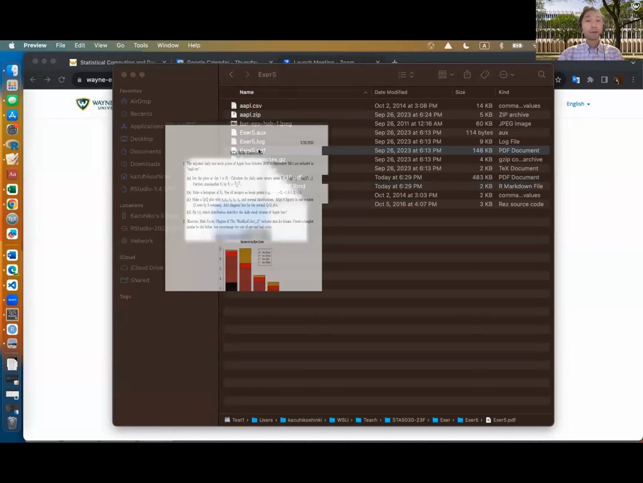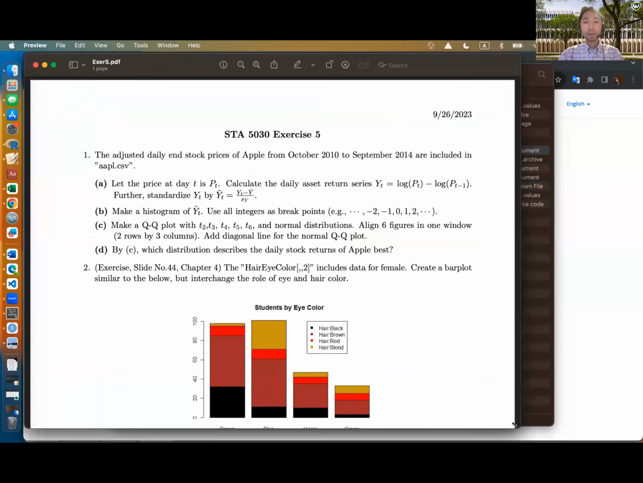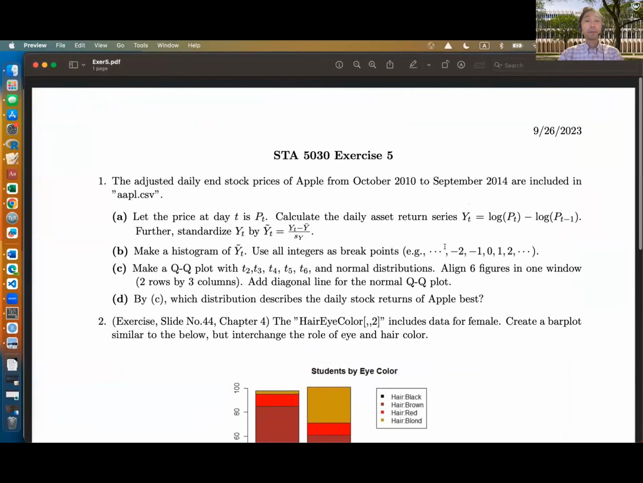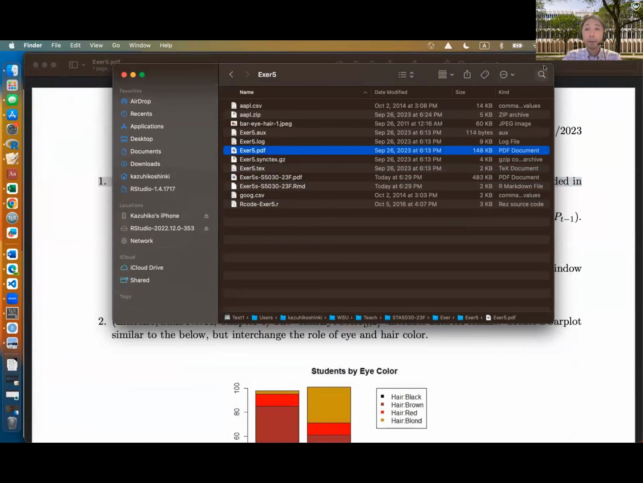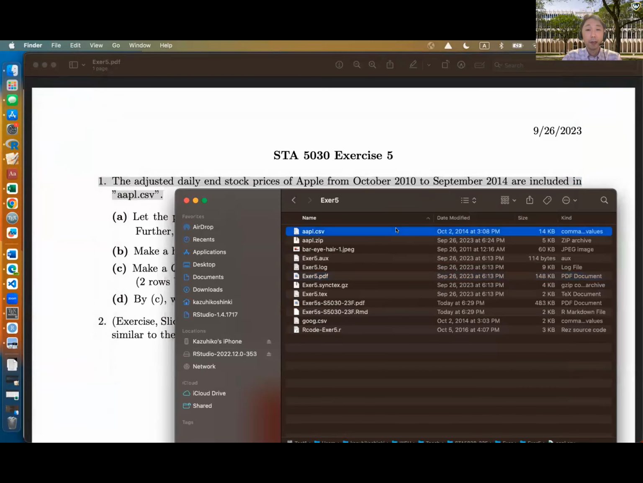Okay, so let me share the screen and review the exercise 5 questions first. So this is exercise 5. At first, you can download the Apple dataset, and this includes just the observations. The first column is date, and the second column is the Apple stock price.